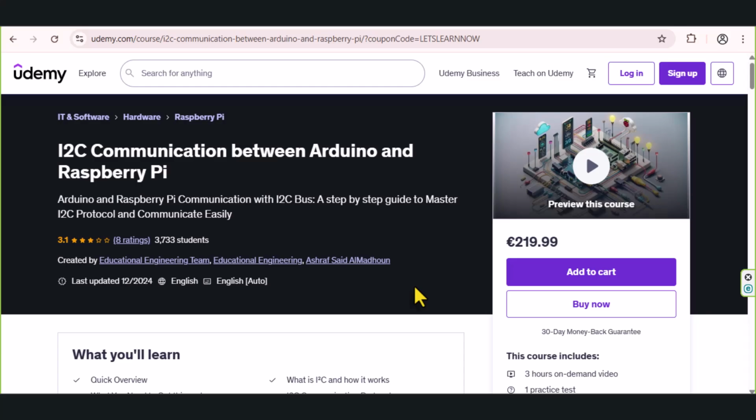Hello friends. The I2C communication between Arduino and Raspberry Pi course is a practical, project-based tutorial that teaches you how to connect two popular platforms in the electronics world, Arduino and Raspberry Pi, using the I2C communication protocol.